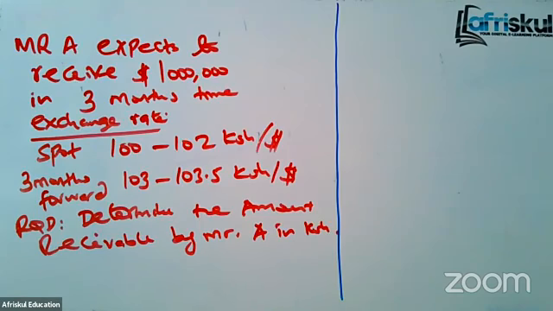Before I do it, I would want to get a suggestion from you. I would want Emma to give us a suggested answer. It doesn't matter whether you get it right or wrong, we are just trying it out here. Emma, from your computations, how much do you think I will be receiving in Kenya shillings in 3 months' time? A minute, no problem. I'll give you actually 2 minutes.